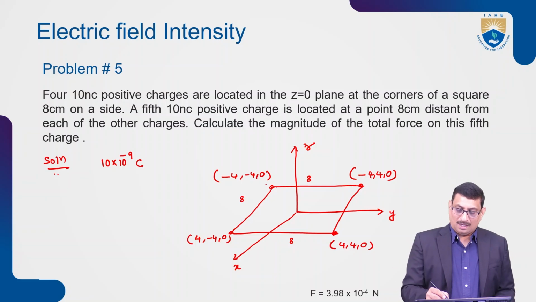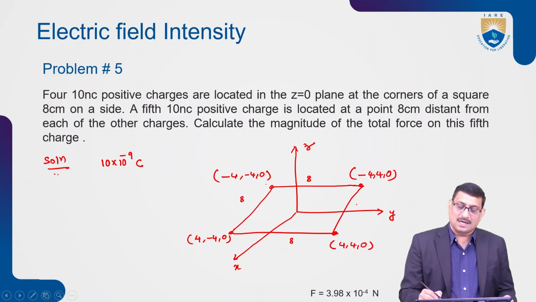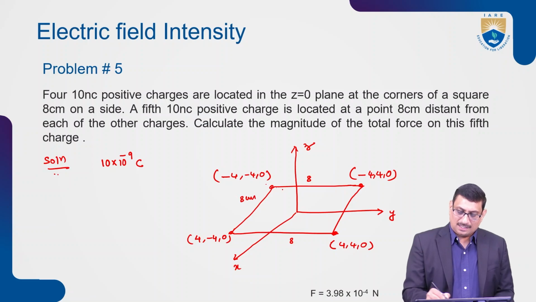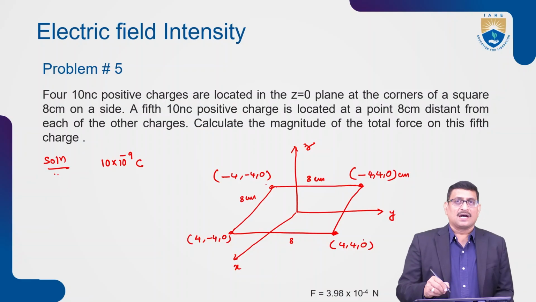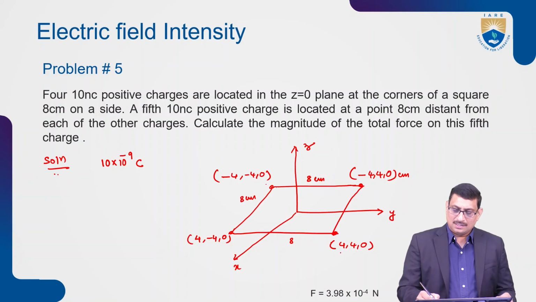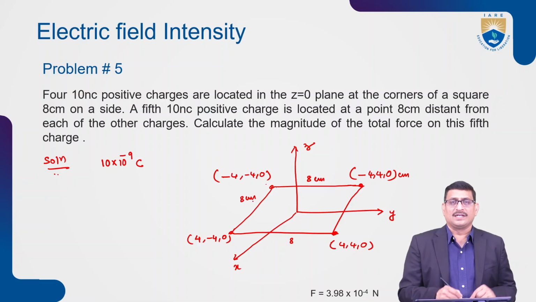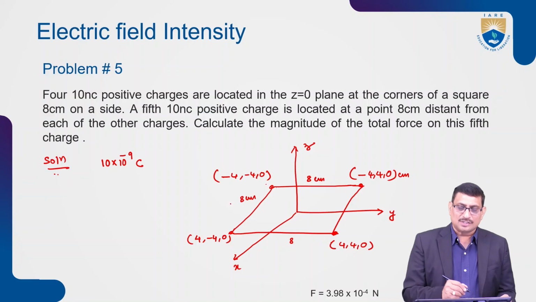So now see that all this is a square where the point charges of 10 nanocoulombs are located on the Z equals 0 plane at the corners of a square, each having a side equal to 8 centimeters. I am assuming the points at minus 4, minus 4, 0; minus 4, 4, 0; 4, minus 4, 0; and 4, 4, 0. In all these points, it is in the Z equals 0 plane. The Z coordinate is 0 in all the points where the x and y coordinates are changing, such that the distance between any two adjacent points must be 8 centimeters.